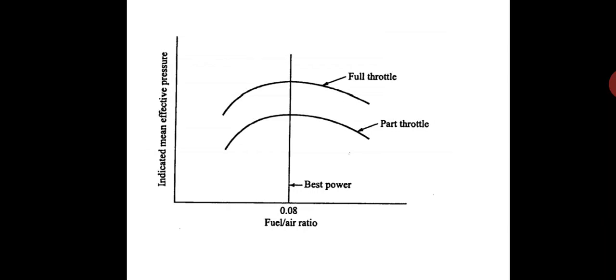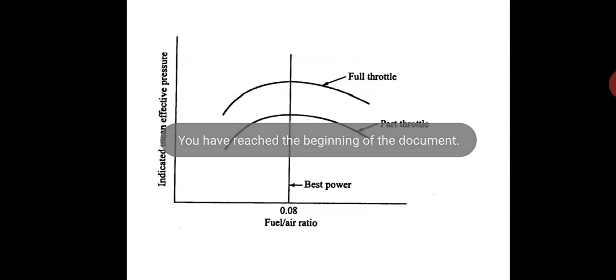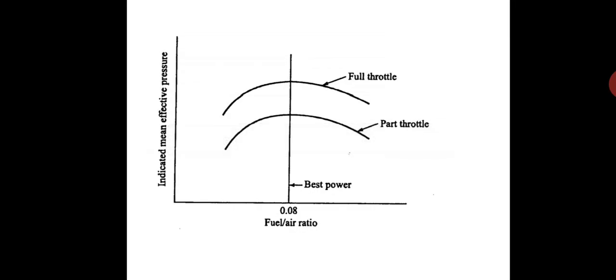However, the burning time losses at fuel air ratio of 0.08 are almost negligible for any given throttle position. The indicated mean effective pressure will be maximum at fuel air ratio of about 0.08 as earlier said, which is a little more than the chemically correct mixture, that is stoichiometric air fuel ratio.